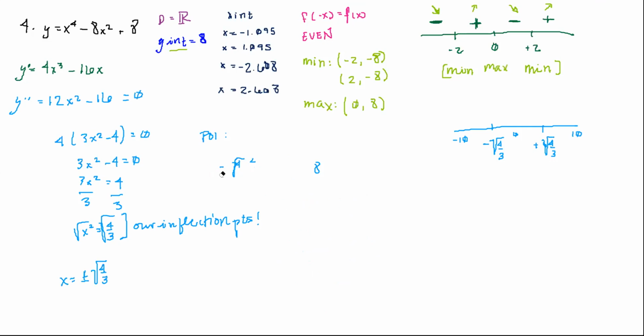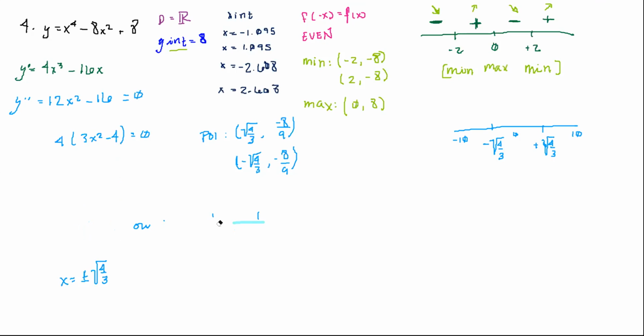Our points of inflection are, we have 2 of them. They are square root 4 over 3, comma, negative 8 over 9, and negative square root 4 over 3, comma, negative 8 over 9. So these are our points of inflection. Then we can go ahead and put this into this equation up here.